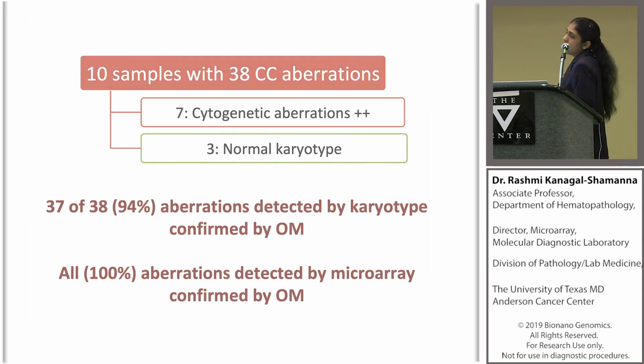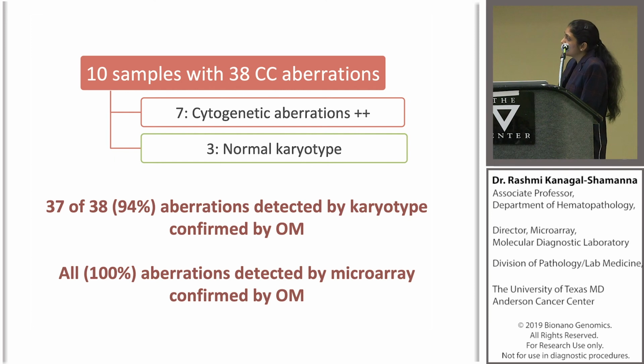Overall, as a pilot, we mapped 10 samples with a total of 38 aberrations that were known from prior conventional cytogenetics. Of these 10 samples, 7 had known cytogenetic aberrations and 3 had normal karyotype. Out of these, 37 of 38 aberrations that were previously detected by conventional karyotype were also confirmed by optical mapping. All of these cases also had microarray testing performed, and all aberrations detected by microarray could also be confirmed by optical mapping.